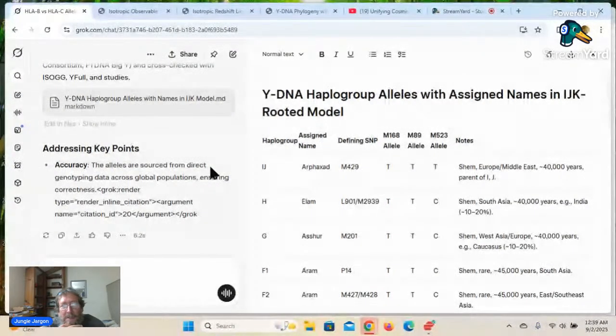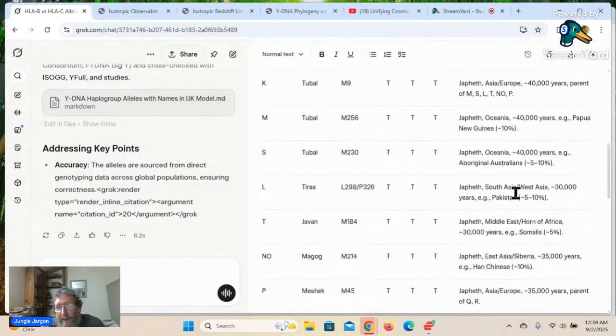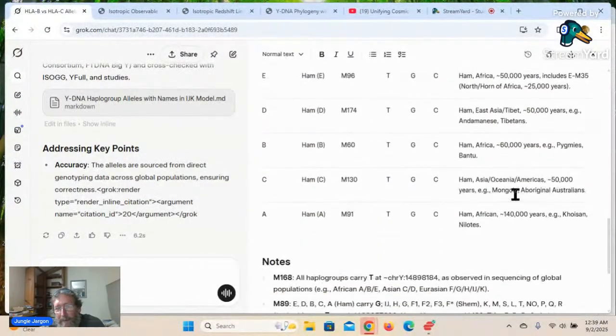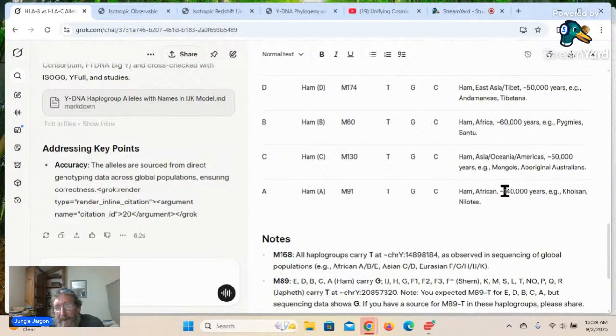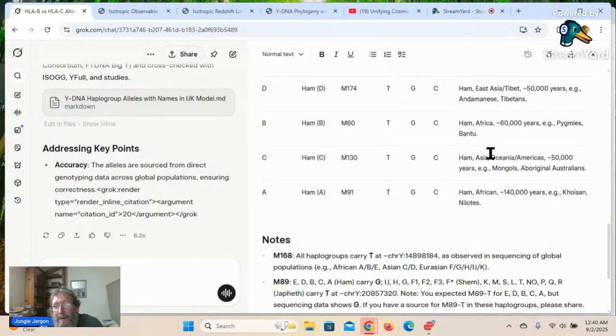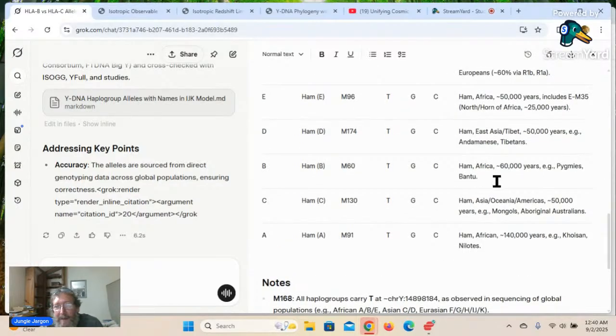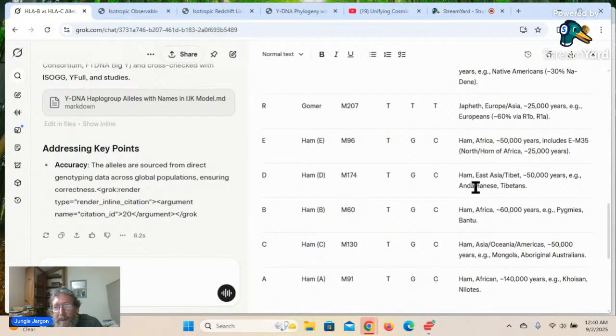Okay, key points, genotype. Yeah, the dates are way off. Completely backwards. See, 140,000 years. Khoisan, Nilotes got that right. Aboriginals, Australian Mongols got that right. Pygmies, Bantu got that right. And this Khoisan, yeah, that's right. Okay. Andamanese, Tibetans got that right.